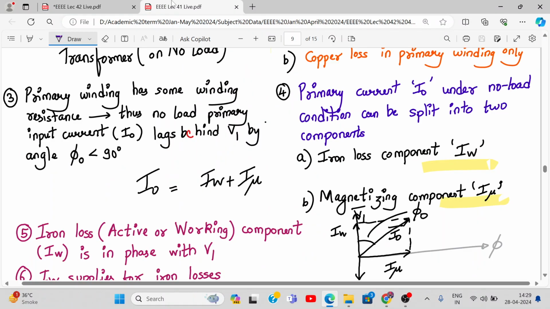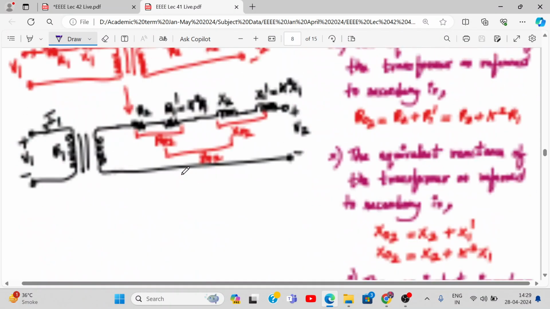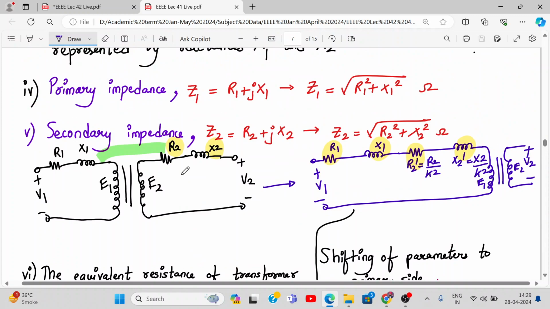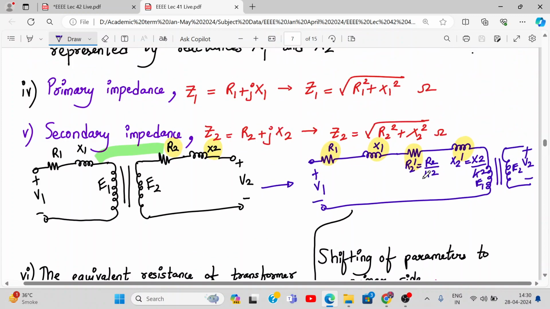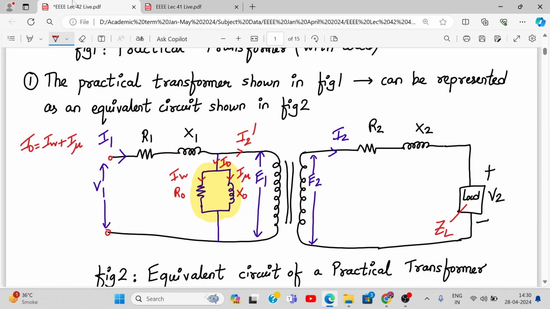Let us see in the last PDF what we have done. So if we want to transfer anything from the secondary to the primary side, we divide that by K square. Here it is. See? Okay. So this is what we will do now also. If we want to transfer this R2 X2 to the primary side, it will become R2 upon K square, X2 upon K square. Okay, so let's draw the circuit now.